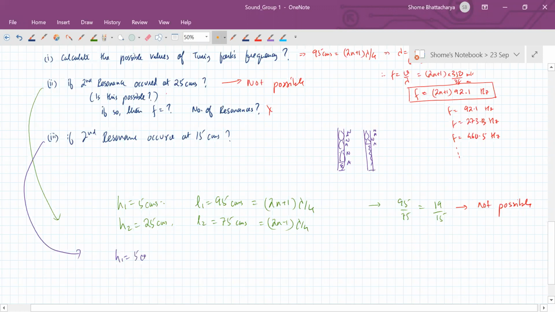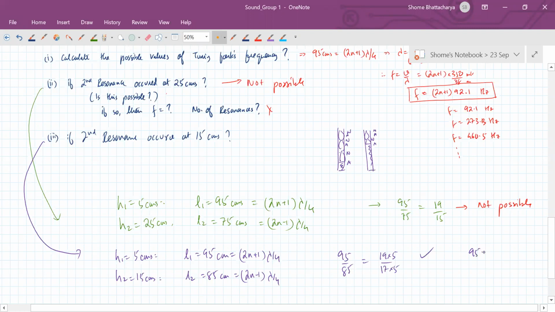H1 was 5 centimeters. So the length of the column in this case is 95 centimeters. So that is some odd multiple of some lambda by 4. So if the second time it is occurring is at 15 centimeters, the length of the column is 85 centimeters. Now if that's the next possible one, the ratio of 95 and 85 has to be consecutive. So you can see this is 19 into 5, this is 17 into 5. So this is correct.